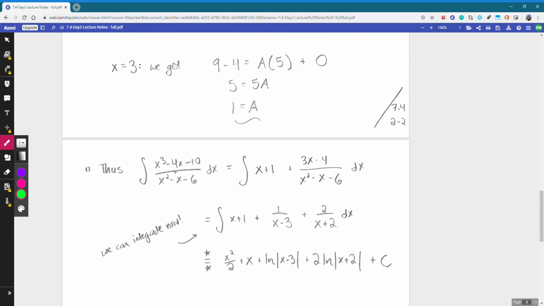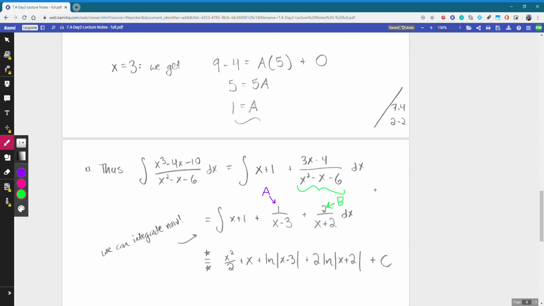All right, here's our original fraction that we were thinking about. Through our polynomial division, we saw that it broke up as x plus 1 plus this fraction. And we just did partial fractions on this piece here, and we found that a was 1, and so here we've subbed that in. And here we plugged in 2 for b.